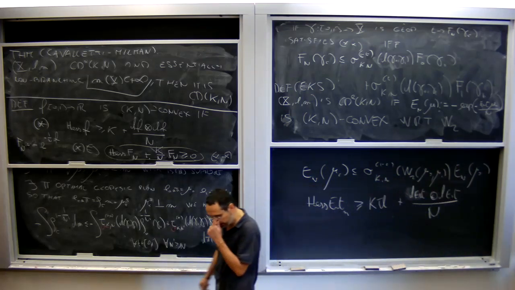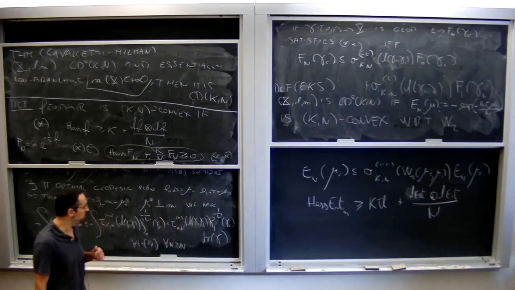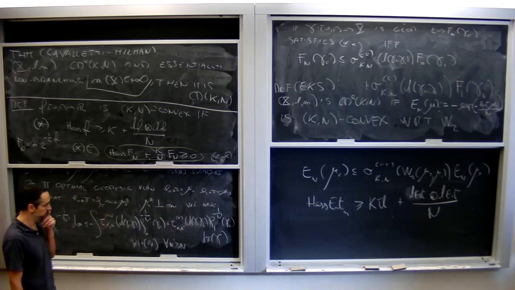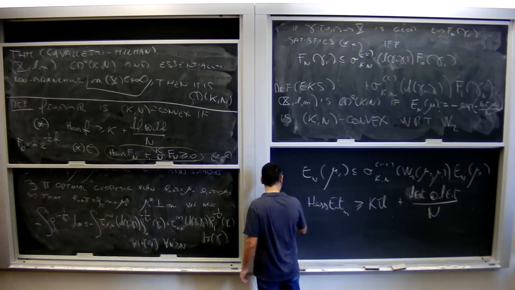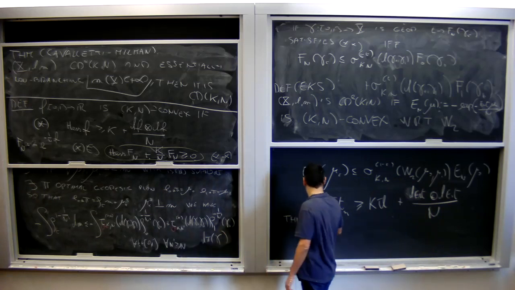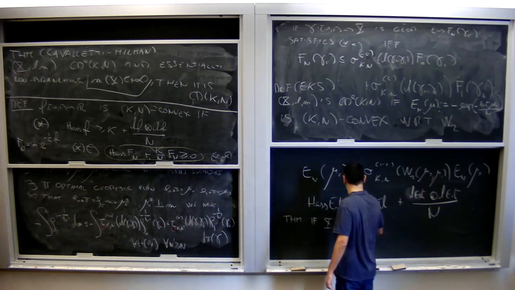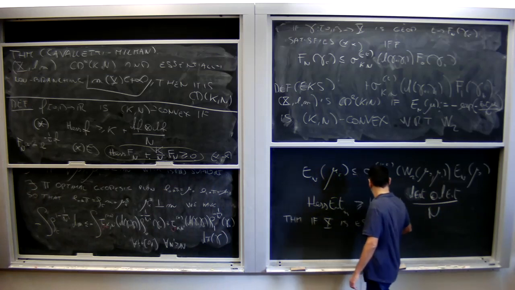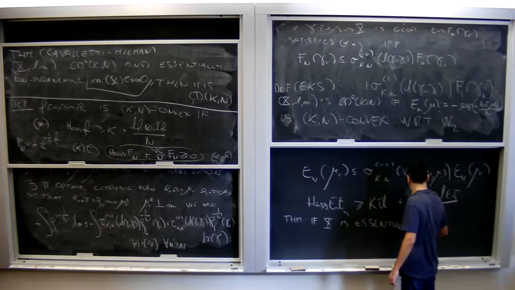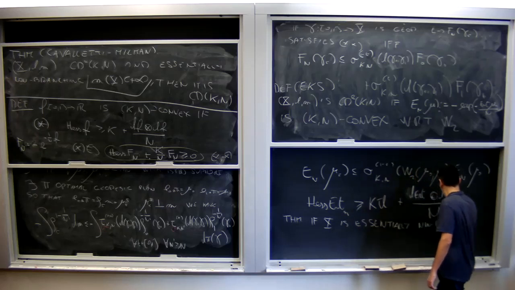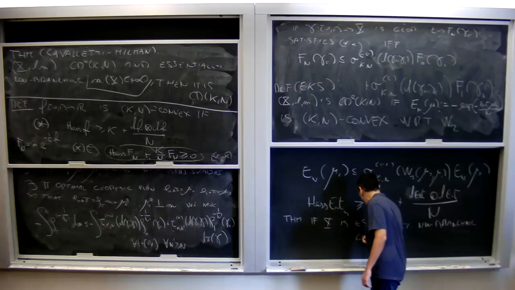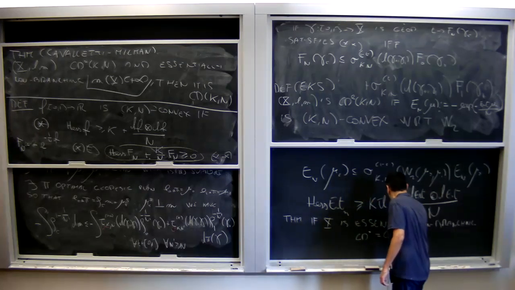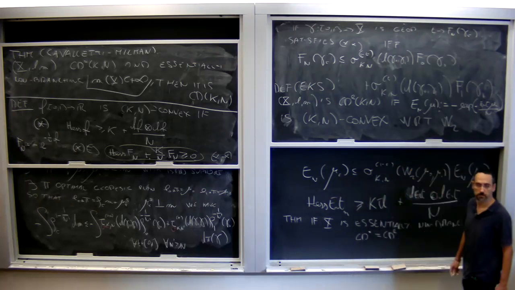And why is this relevant for us? Well, this is relevant because of the following thing. First of all, it's an easy theorem that if X is essentially non-branching, then CD star is the same as CDE. Okay.